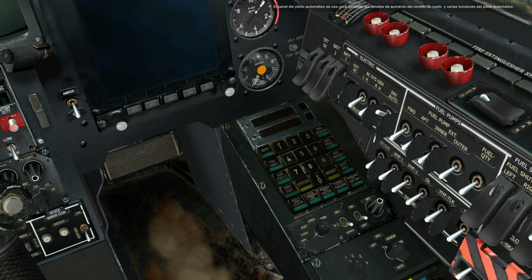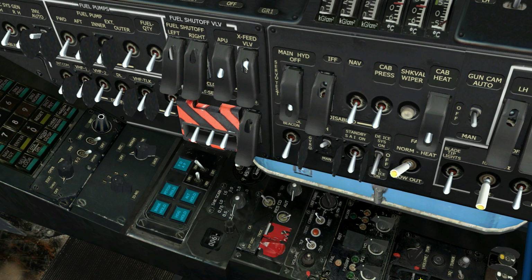The autopilot panel is used to set flight control augmentation channels and several autopilot functions. The ARC-22 ADF control panel is used to configure the automatic direction finder.